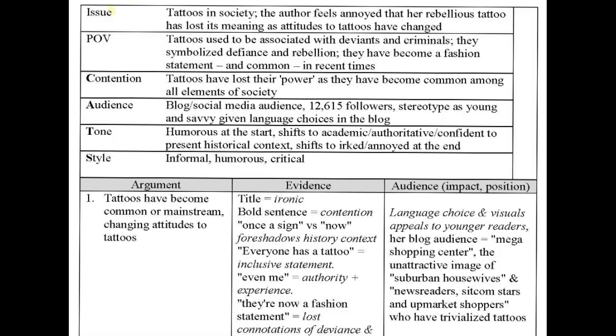If we run through these quickly, we can see how we've written down the notes that we've made as we've read through the three readings. In terms of the issue, it's about tattoos in society. The author feels annoyed that her rebellious tattoo has lost its meaning as attitudes to tattoos have changed. We can say the point of view is that tattoos used to be associated with deviants and criminals.